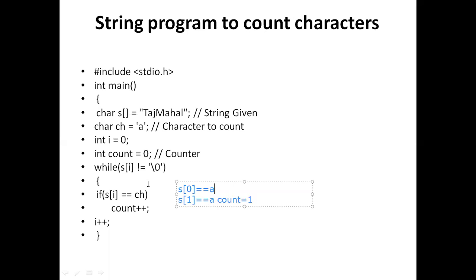In the same way, I will be iterating the loop until the end of the string. The end of the string is slash 0. So whenever I encounter slash 0, I will stop there. So you can see here, 3 A's are there. So the count is 3.